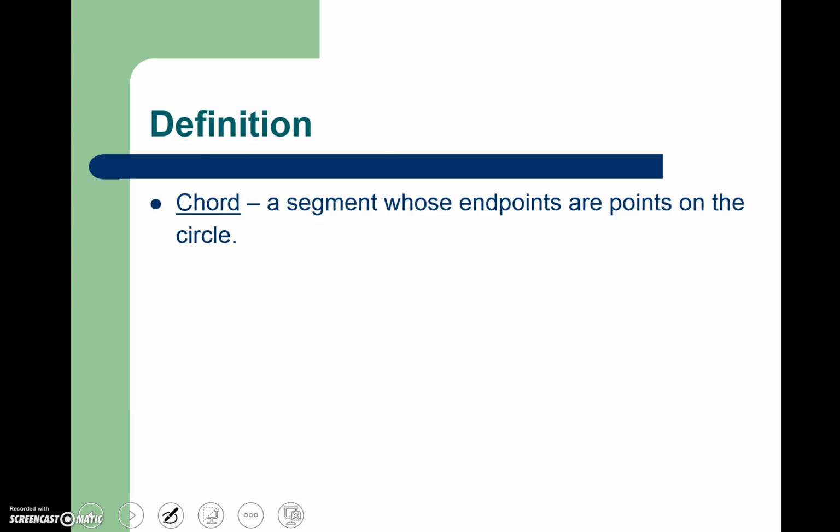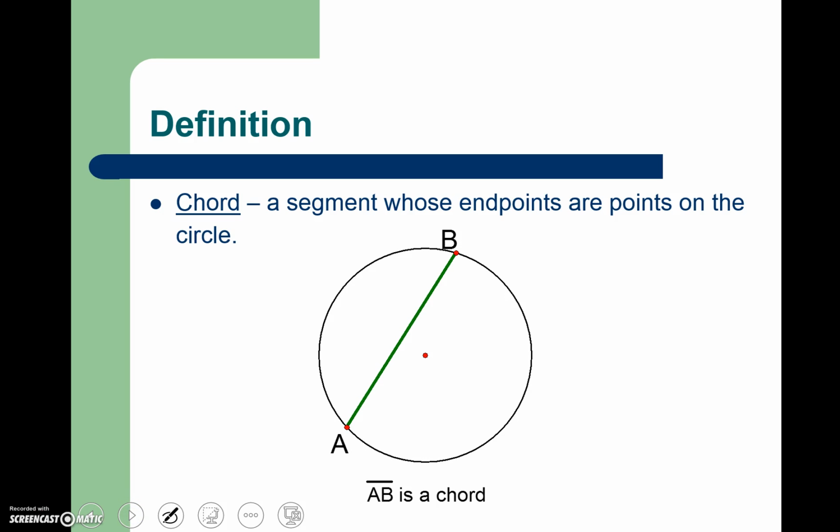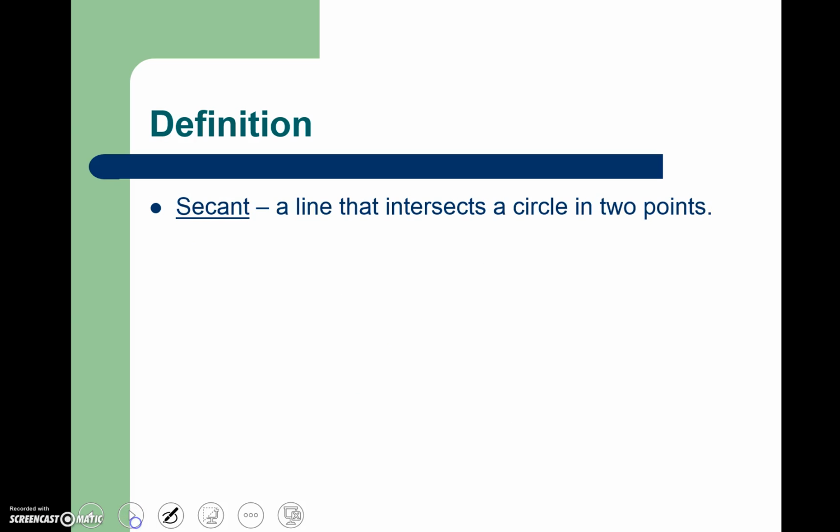These may or may not be new to you. A chord is a segment whose endpoints are on the circle. For example here, we have segment AB, going from A to B. It does not have to go through the center, which makes it different from the diameter, but the endpoints have to be on the circle. So segment AB here is a chord. You can go ahead and draw that in the circle that you were given on the left in your notes.